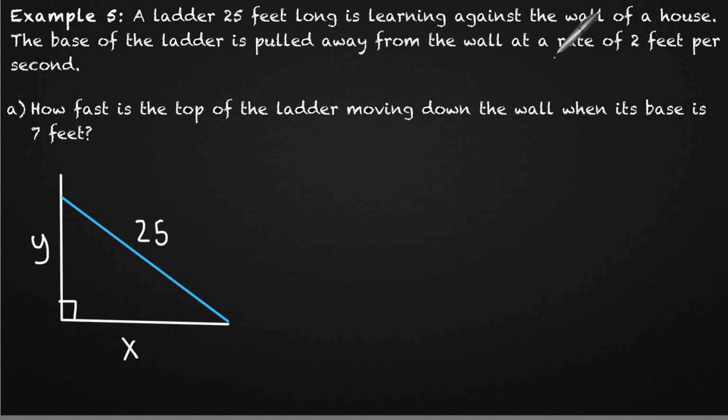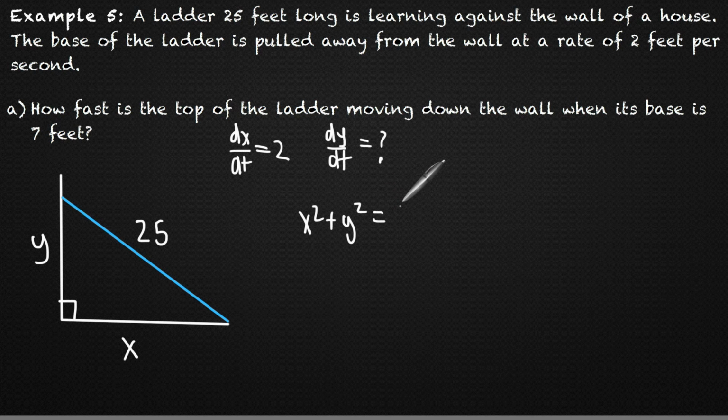Now it says the ladder is being pulled away from the wall at a rate of 2 feet per second. So that is the base of your ladder is moving along this horizontal line, so that's going to be your dx dt. And because it is an increasing situation, we're going to make it positive 2. All right, so now how fast is the top of the ladder moving? So we're looking for dy dt in this problem. That's our question mark. And so let's go ahead and do our Pythagorean theorem. x squared plus y squared equals 625, which is 25 squared.